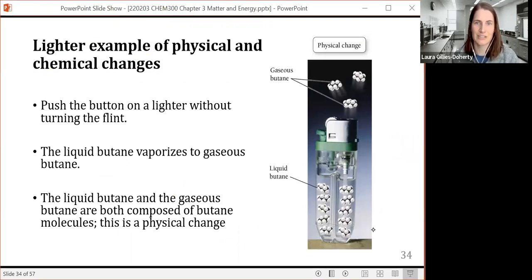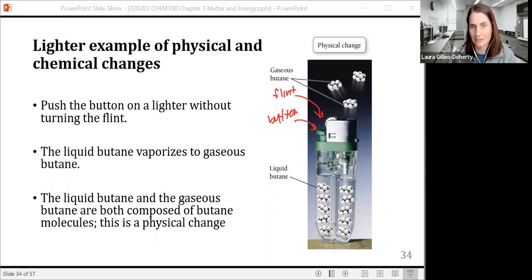So let's give some examples. A lighter, like a flick lighter, is a really good example of matter undergoing physical and chemical changes. If you push the button on a lighter without turning the flint, right, you have the button, and then you have to turn that metal circle to get it to spark. That's the flint. If you push the button without turning the flint, inside you have liquid butane.